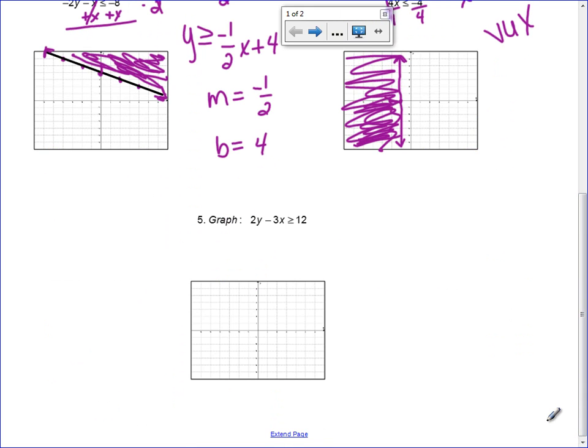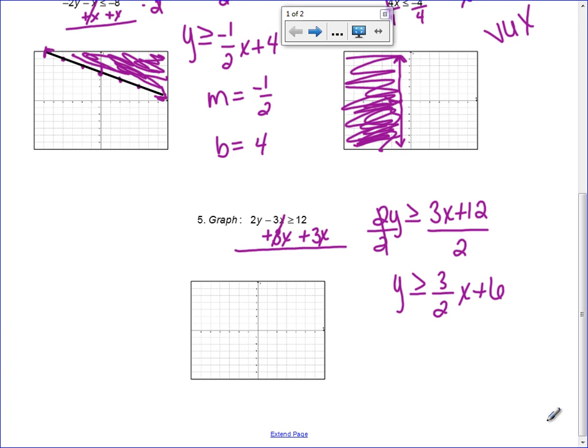So number 5, I'm going to give you a second, pause, solve that for y, and then see if you can graph the line and shade it, and then come back and check your answer. So I have it solved for y here. I did all the algebra I needed. So I've got y is greater than or equal to 3/2 x plus 6. We're going to graph this, and hopefully you figured this out, but if not, follow along. So our y-intercept is at 6. 1, 2, 3, 4, 5, 6 right here. My slope is 3/2, which means I've got to go up 3 and over 2.